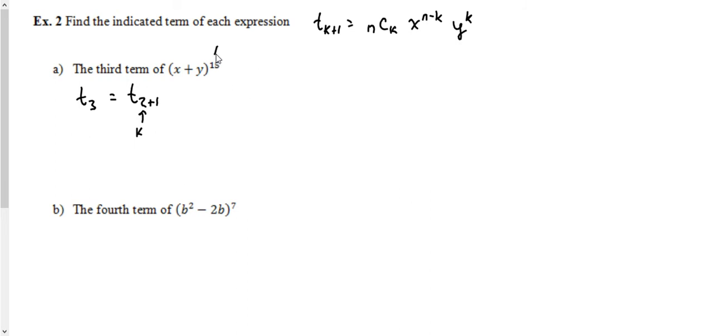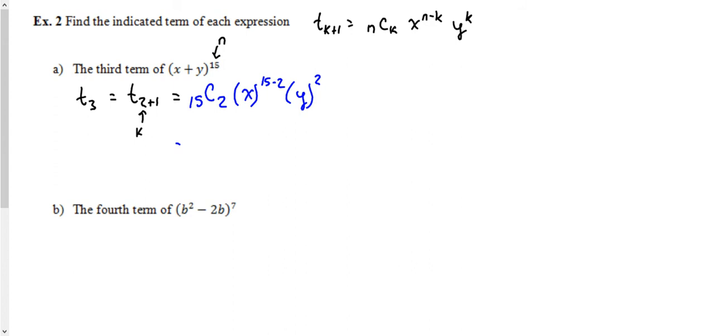N, of course, is going to be 15, so I'm just going to write n equals 15 there. And then I'm going to start my expansion now. So let's plug in all our values into this equation. So we have t2 plus 1, that's my k plus 1, and that's going to be equal to n, which is 15, choose our k value of 2. X is just x, and we have 15 minus 2, because that's my n minus k. And then I have my y value of 2, because it's just k.